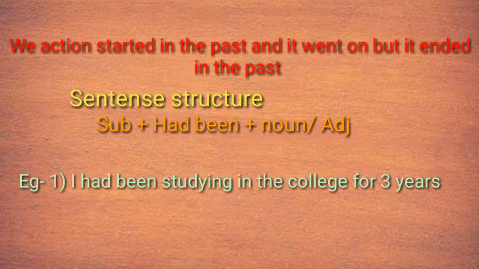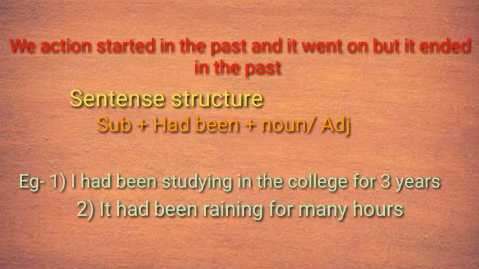One more example. It had been raining for many hours. Let me tell you a story. When I was on my way back home from office, from work, suddenly the rain started and it had been raining for many hours. Here I am telling you the story of what happened yesterday. I am talking about an action which had happened in the past. So it had been raining when I was in the office and on my way back home from work. At that time suddenly rain started and it had been raining for many hours.